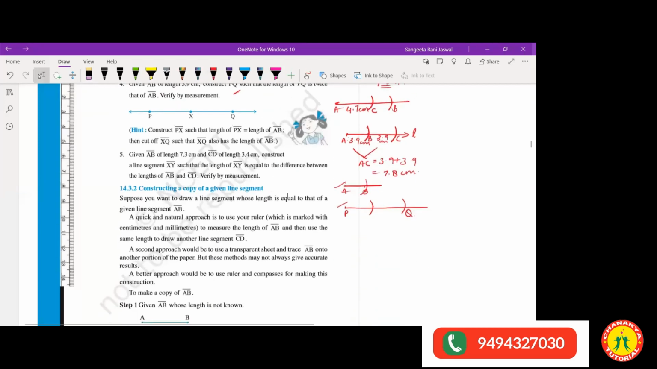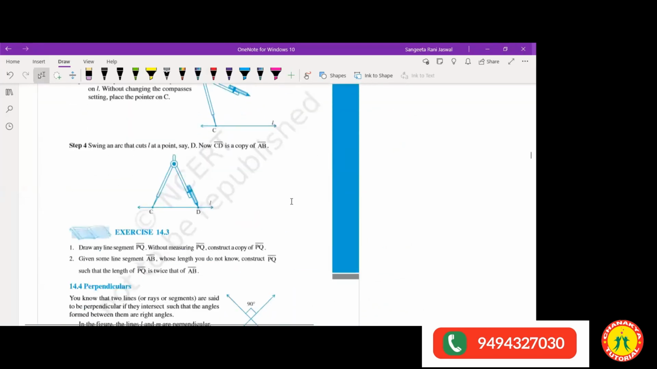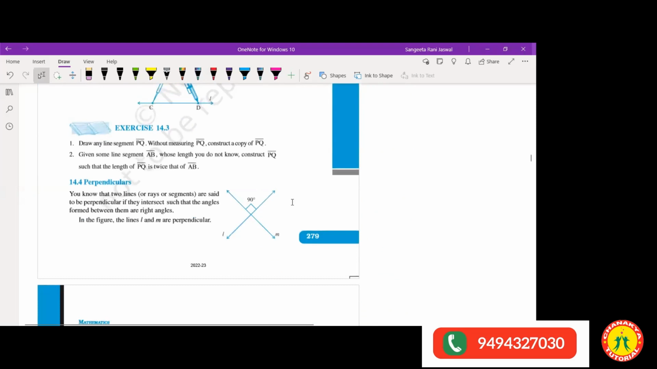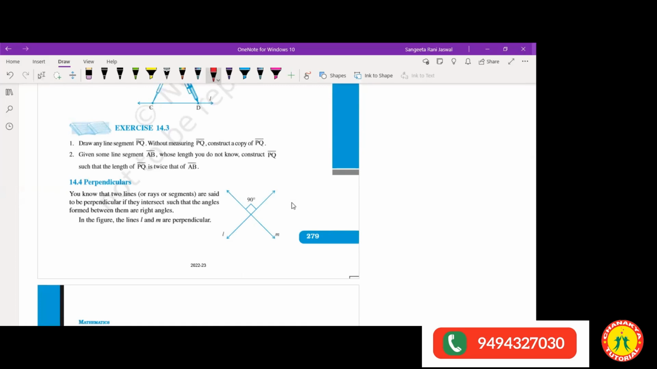Constructing a copy of a given line segment. Copy of a given line segment we also did yesterday, is it? Yes, ma'am. Using the compass. Now draw a line segment PQ. Without measuring PQ, construct a copy of PQ. Can we do that? We don't need to measure PQ. Just keep your compass and make a copy of that. How will you do that?